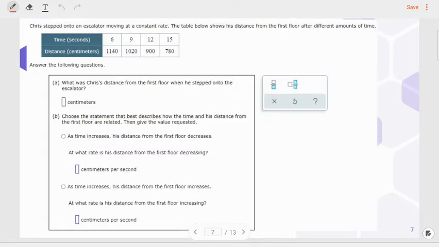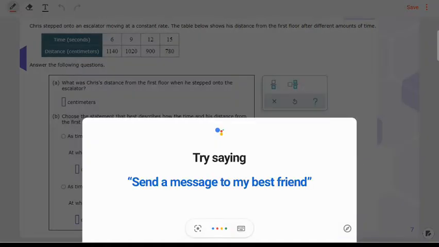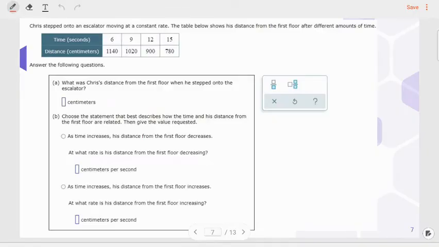Okay, let's look at a word problem. It's kind of the same idea. This table is showing a pattern that's happening consistently. It says, Chris takes an escalator moving at a constant rate. The table below shows his distance from the first floor after different amounts of time. So you get the idea that after 6 seconds, he's at 1140, so he's far away from it. After 9, he's at 1020, and then 900 at 12 seconds, and 780 at 15 seconds.